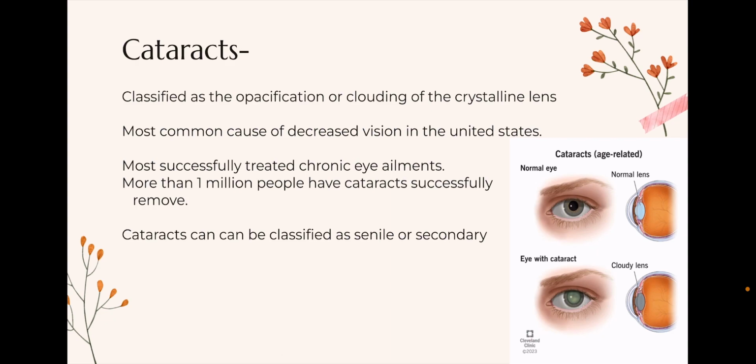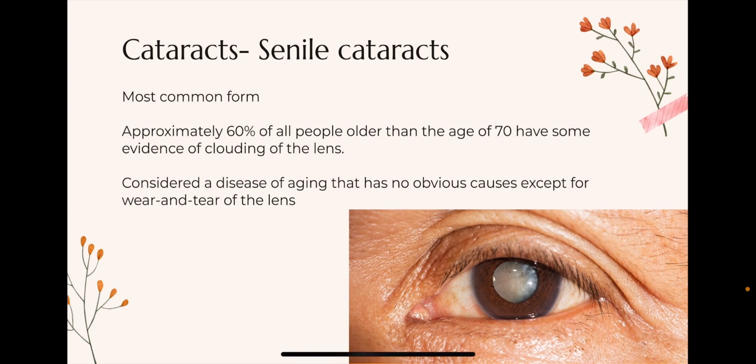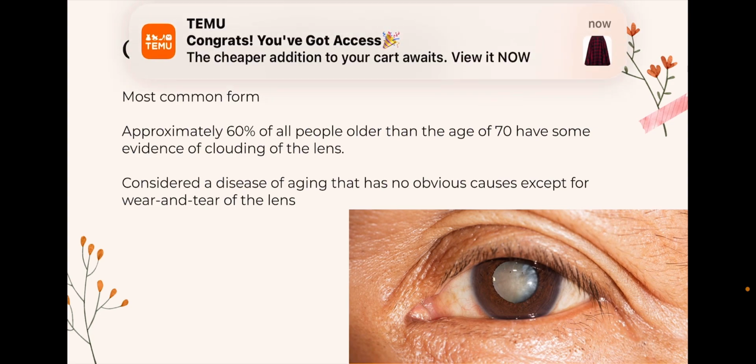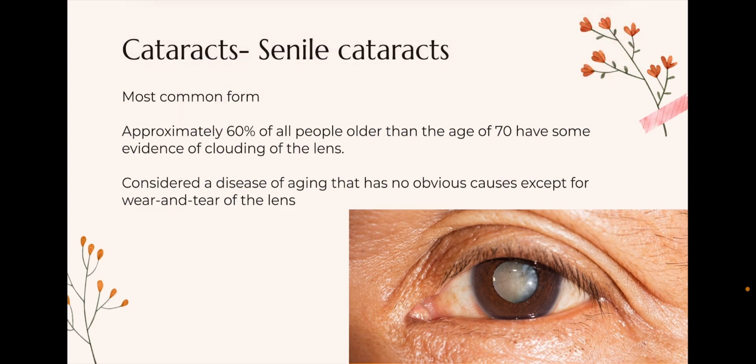They can be classified as either senile or secondary. So, senile cataracts are the most common, and they are just caused by old age. Approximately 60% of all people over the age of 70 have some evidence of clouding in the lens. It's considered a disease of aging that has no obvious cause except for wear and tear of the lens.